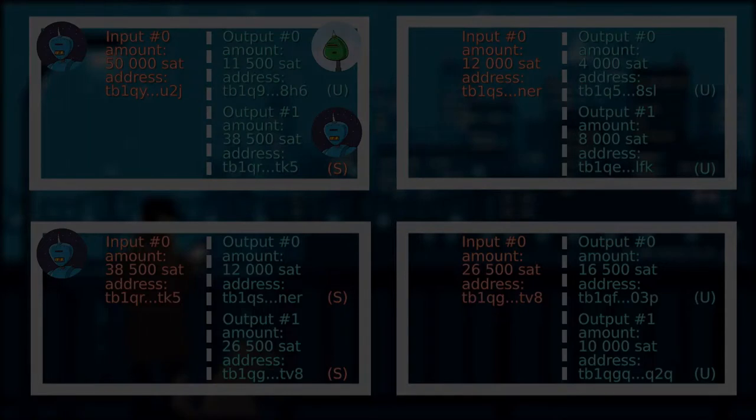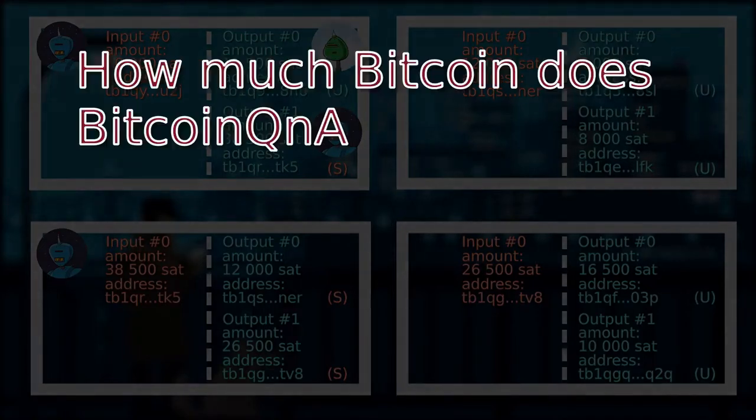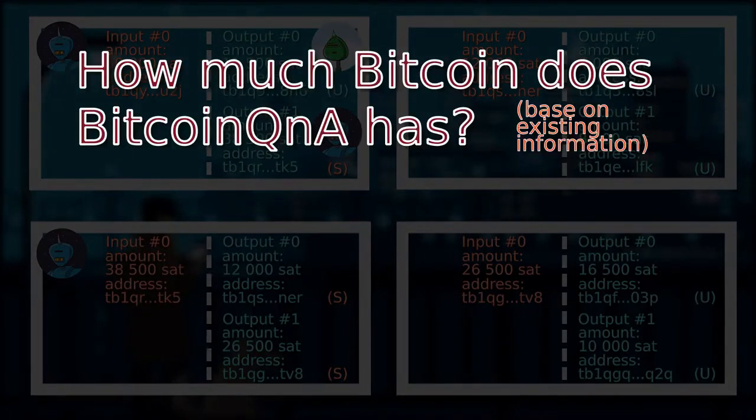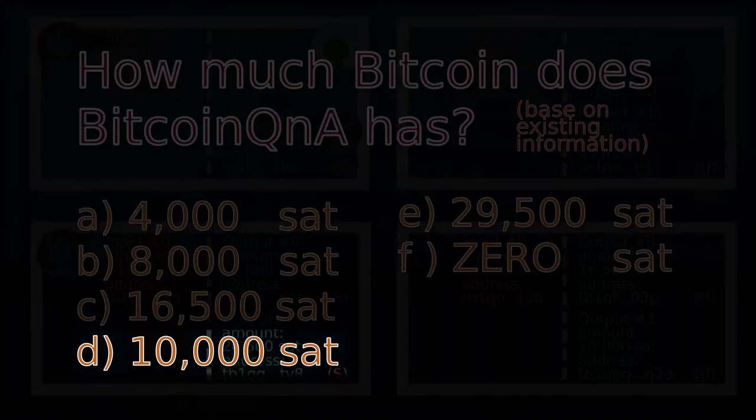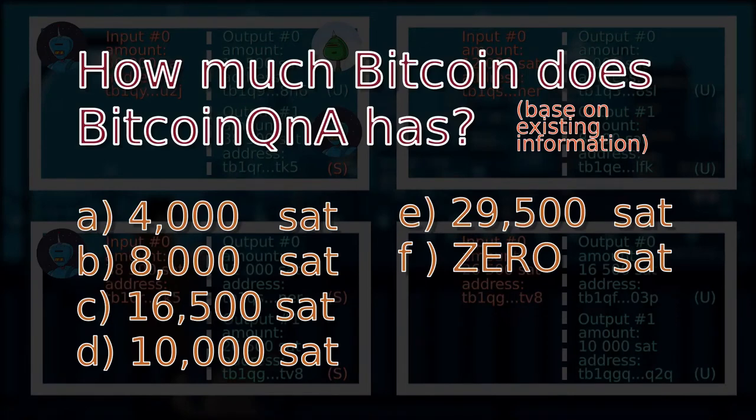So now the question becomes, how much Bitcoin does Q&A have based on the available information? If you picked answer D, 10,000 sat, very good. That is the expected answer. But if you picked any other answer, you are also potentially correct. We will explain that later in the series.